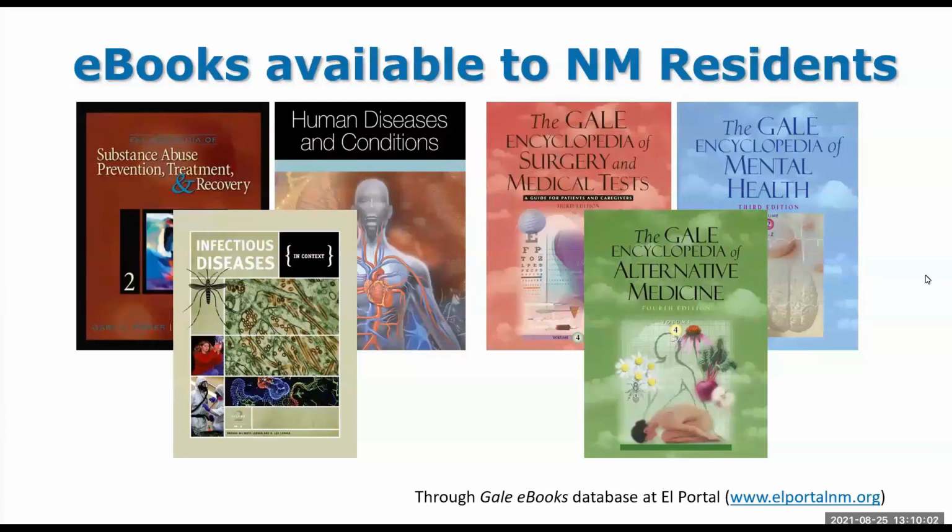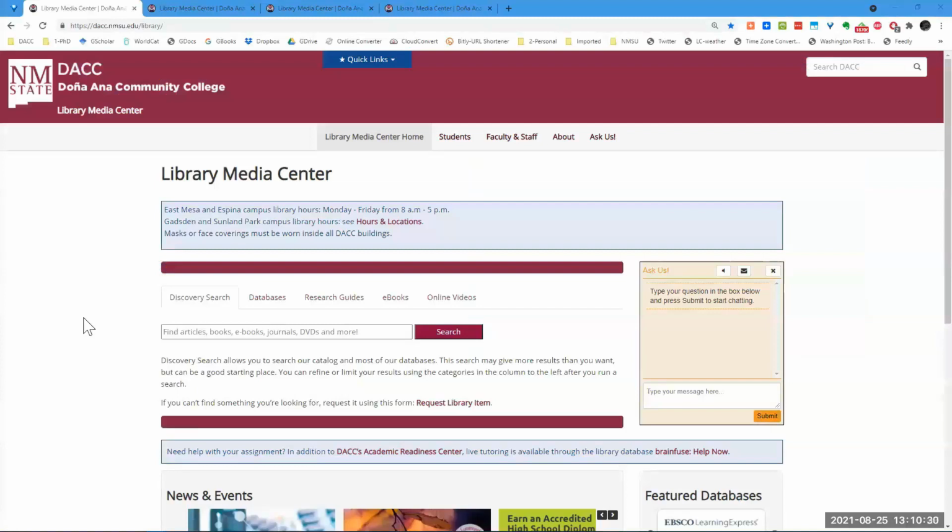So I'm going to take a minute and show you how to get to the book section. Our URL is dacc.nmsu.edu/library, but go to your favorite browser and type in Doña Ana Community College Library and you'll get it. If you do DACC Library, there is a DACC on the East Coast. So you may not realize that you're getting the East Coast Library and not the New Mexico. So you could say DACC New Mexico or NM Library and get to it as well.